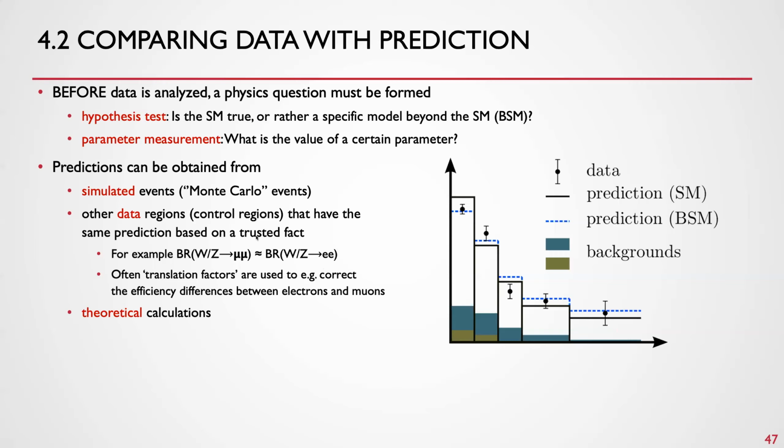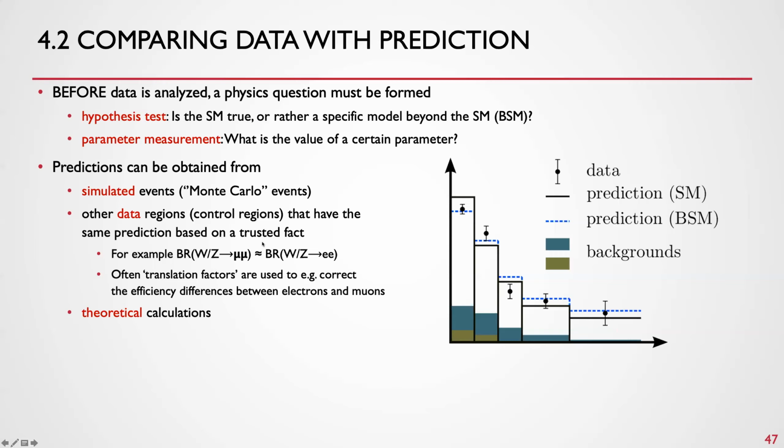And if you now want to translate your control region measurement in the muon channel to the electron channel, you have to divide by the 90%, that's the muon reconstruction, and multiply with the 49%. So you multiply with a factor of 0.49 divided by 0.9, and that's a simple way of getting a background estimation in the electron channel from a muon channel.